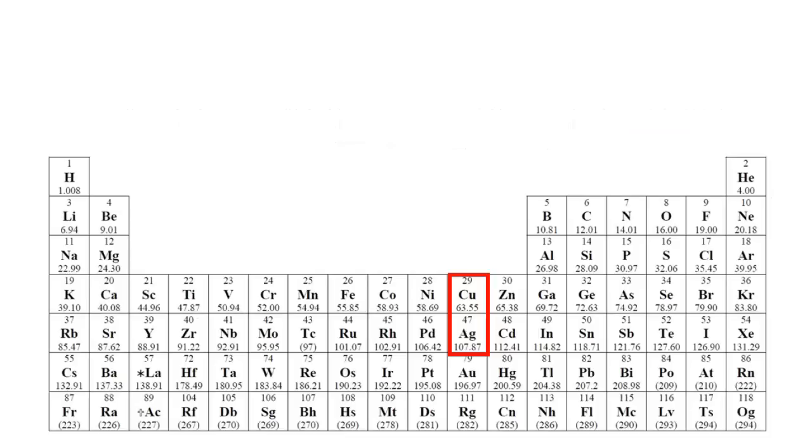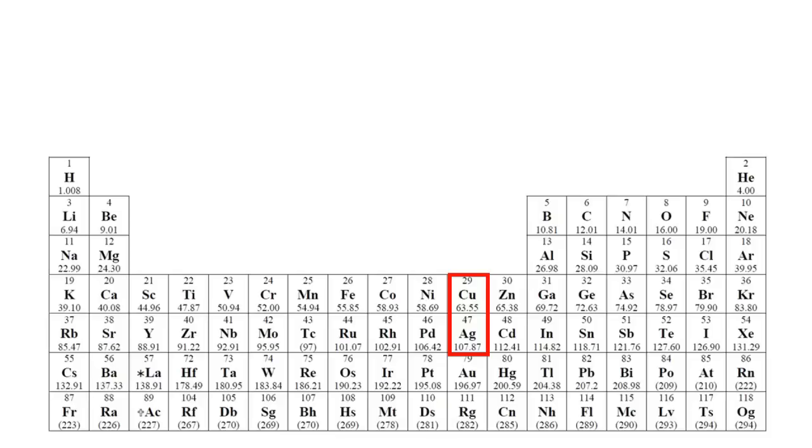So the first thing I'm going to do is locate copper and silver on the periodic table. Now, they are in the same vertical column or the same group, and that's an important part of my argument. If copper and silver had been located in the same horizontal row or period, then I would be talking about how they have the valence electrons in the same energy level, and I would probably mention how one of them has more protons.